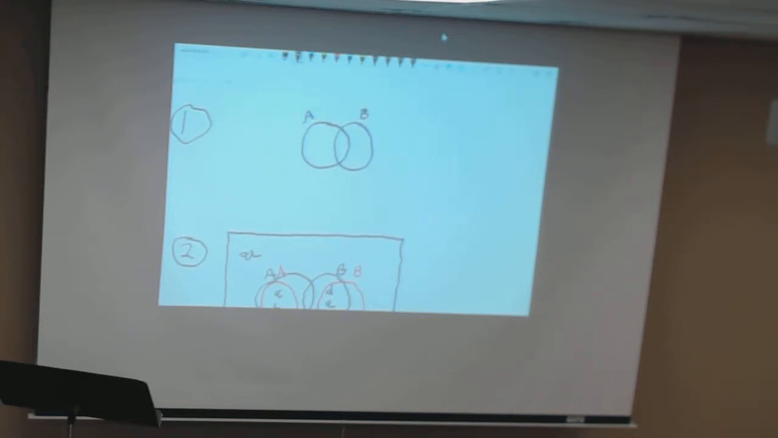And then a universe, which is just a big box. Maybe I can do this and maybe I can't. There. Everybody see what I've drawn so far? Okay. Now, the universe is 1, 2, 3, 4, 5. So I could come up here and put in the universe 1, 2, 3, 4, 5.